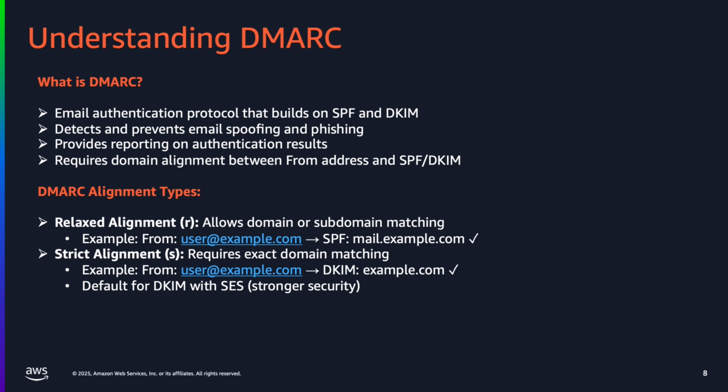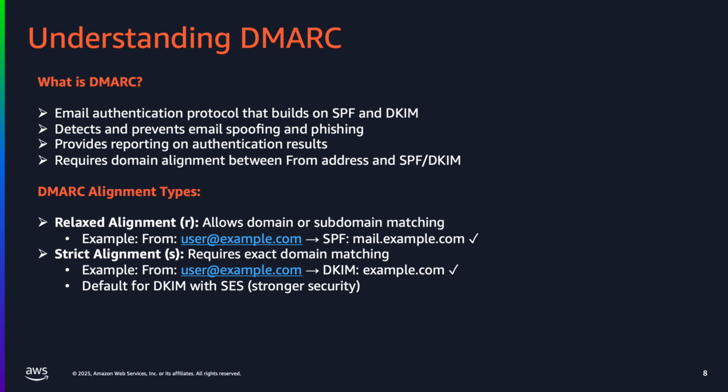DMARC is an email authentication policy and reporting protocol that uses Sender Policy Framework (SPF) and DomainKeys Identified Mail (DKIM) to detect email spoofing and phishing. In order to comply with DMARC, messages must be authenticated through either SPF or DKIM, but ideally, when both are used with DMARC, you'll be ensuring the highest level of protection possible for your email sending.